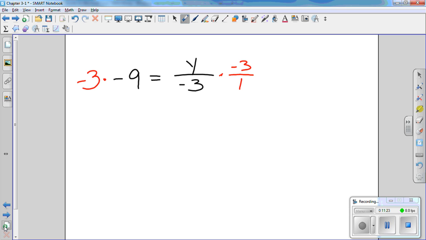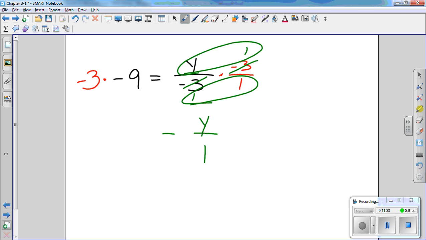Cross reduce, right. Well, what's negative 3 and negative 3 cross reduce to? Not 0. 1. Divided by negative 3, divided by negative 3, and what am I left with? Y times 1 gives me y, and 1 times 1 gives me 1. Still here in the middle, negative 3 times negative 9, and negative times a negative gives me what? Positive, and what's 3 times 9? 27. So I have positive 27. Y divided by 1 is just y. So y equals 27.